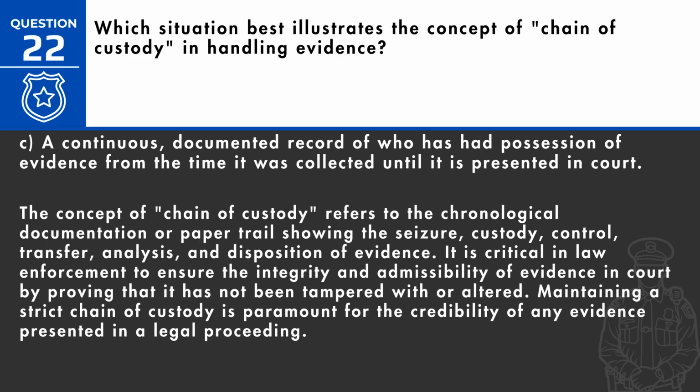Answer: C. A continuous, documented record of who has had possession of evidence from the time it was collected until it is presented in court. The concept of chain of custody refers to the chronological documentation or paper trail showing the seizure, custody, control, transfer, analysis, and disposition of evidence. It is critical in law enforcement to ensure the integrity and admissibility of evidence in court by proving that it has not been tampered with or altered. Maintaining a strict chain of custody is paramount for the credibility of any evidence presented in a legal proceeding.